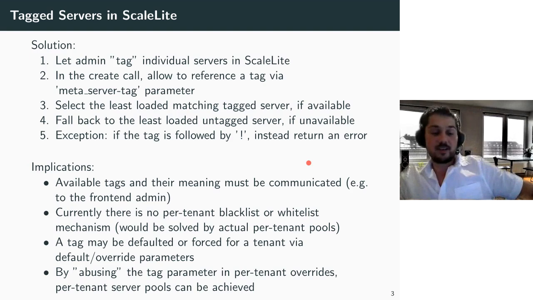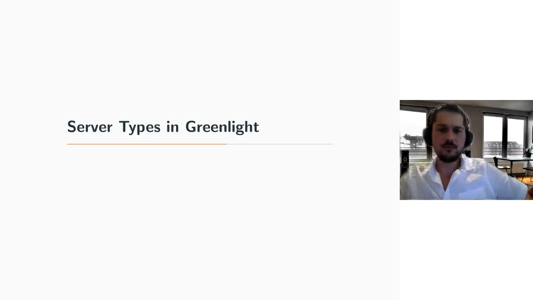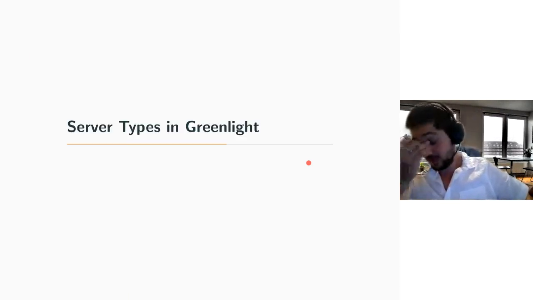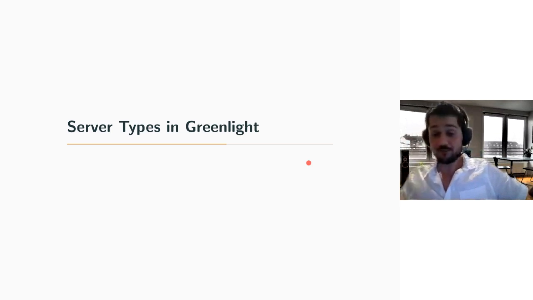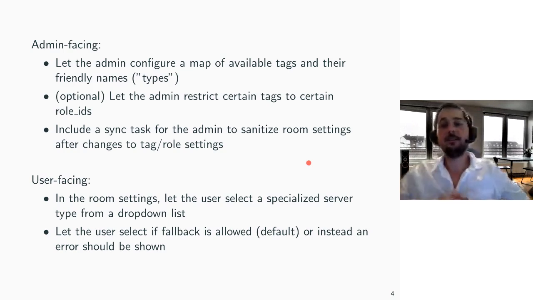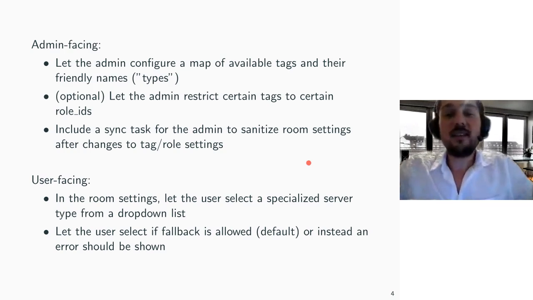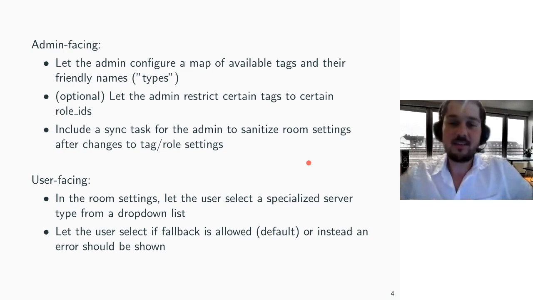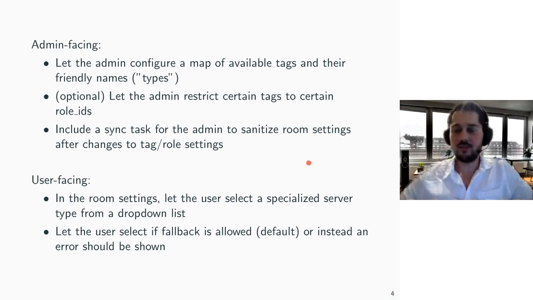Of course, there is the front end part as well. It must be supported in the front end, which then sends the parameter in the create call. So I did that in Greenlight, where I called it server types. That is the idea that the user will have, right? So in Greenlight, first the admin-facing things: he has to configure a map of available tags and their friendly names that the user will see. That is what I call the types in the end.